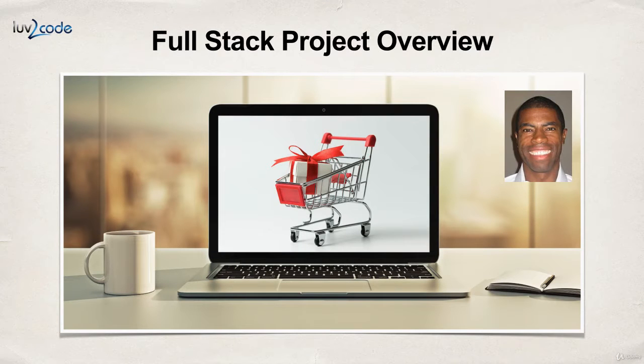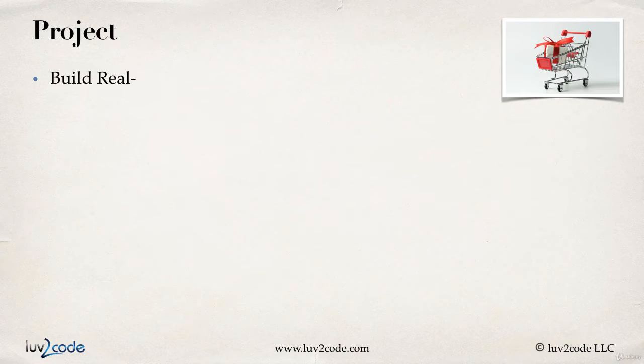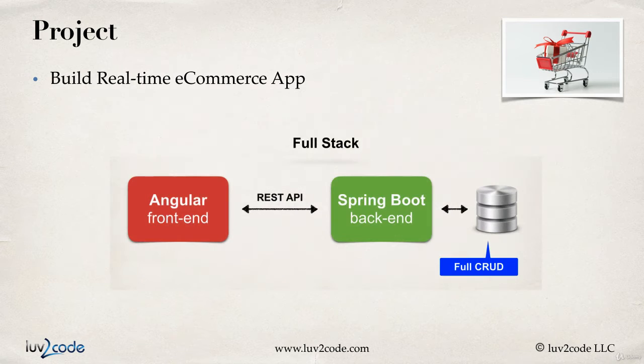In this video, we're going to get an overview of our full stack project. For our project, we're going to build a real-time e-commerce application, and it'll be a full stack application. So we'll have an Angular front end and we'll have a Spring Boot back end. The front and back end will communicate using the REST API. And also in the back end, we'll have a database set up and we'll have full CRUD support for our given database.